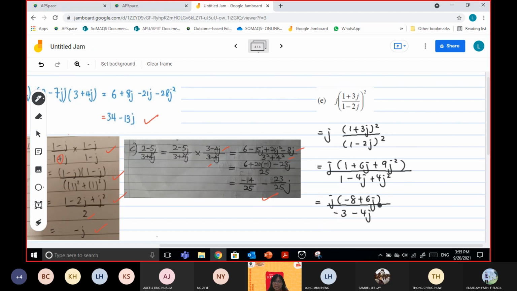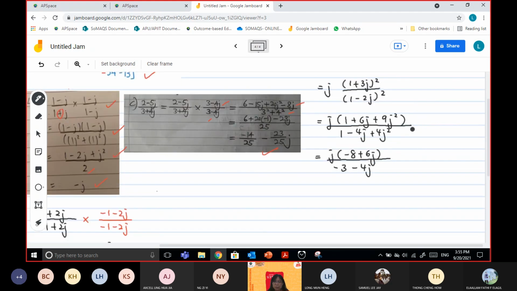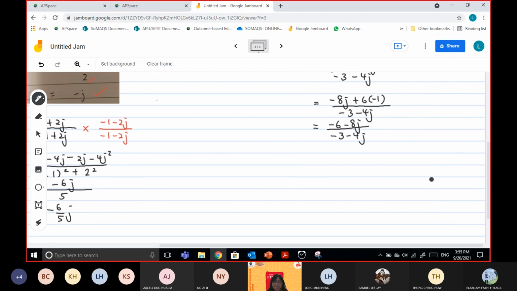Okay, so next, we need to bring the j into the bracket. So we have minus 8j plus 6j squared, which is 6 times minus 1. So the bottom, minus 3, minus 4j. So we have minus 6 minus 8j divided by minus 3 minus 4j. Okay, now we deal with the division, right?